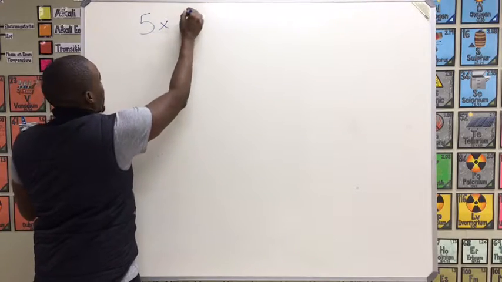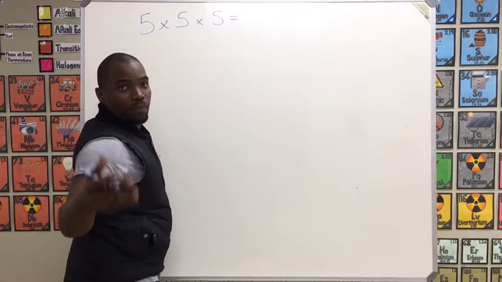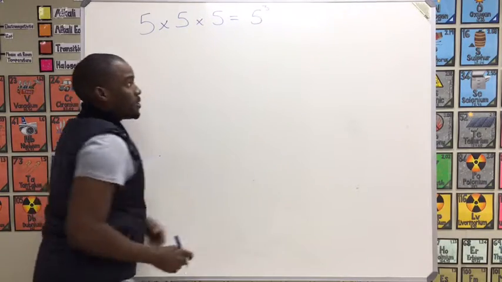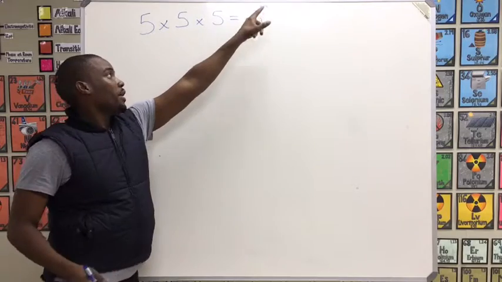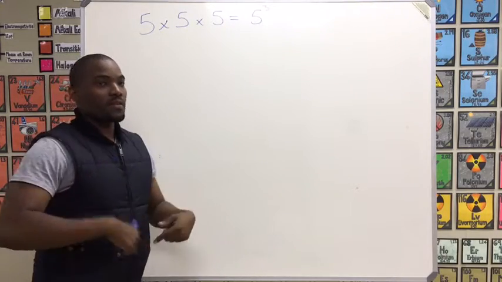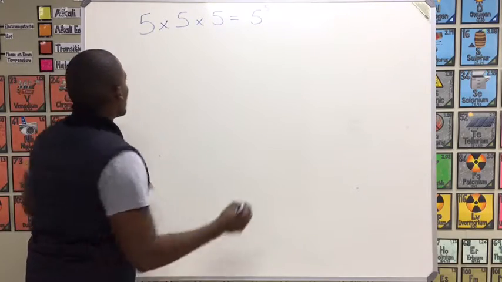So for example, 5 times 5 times 5 would give you exactly 5 to the power of 3, right? So the base says this is the number that I'm multiplying, and the exponent, or the power, or the index, says I'm multiplying the base this many times. Okay, cool. Now let's look at some of our exponent laws.